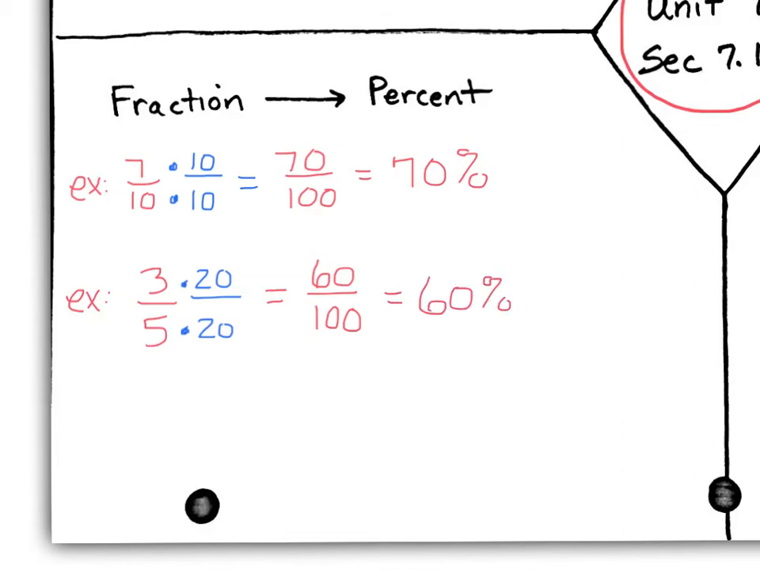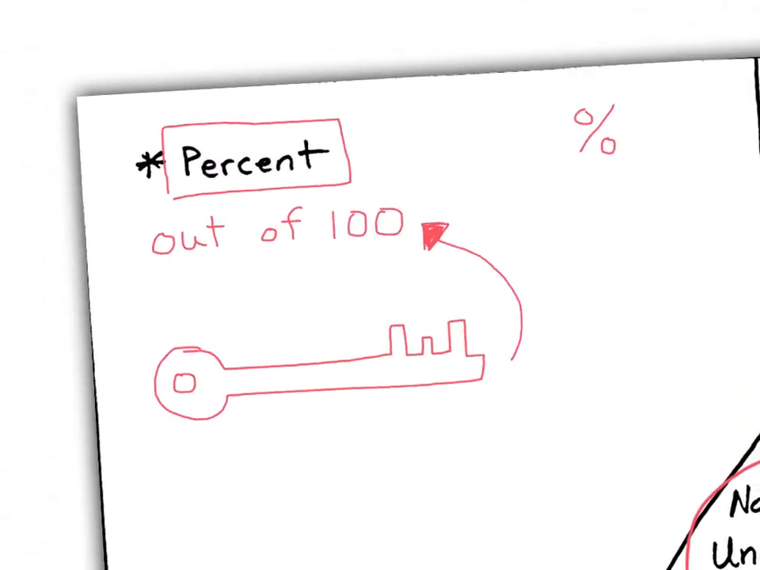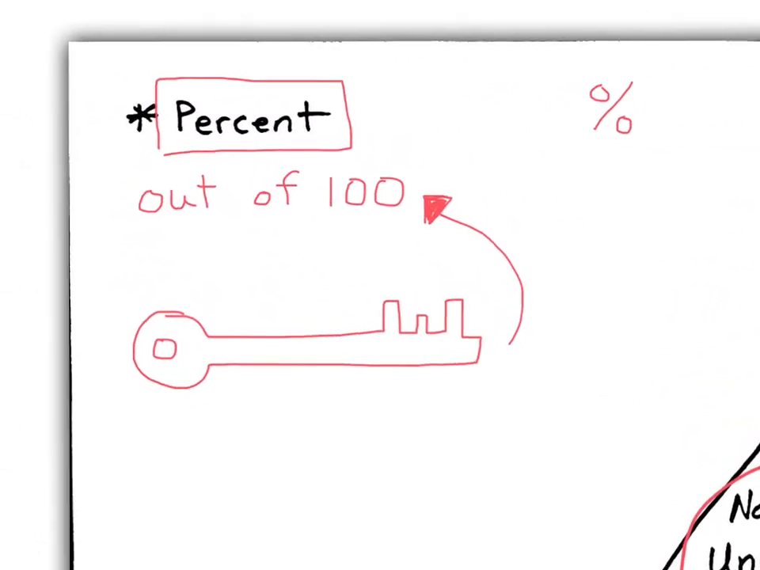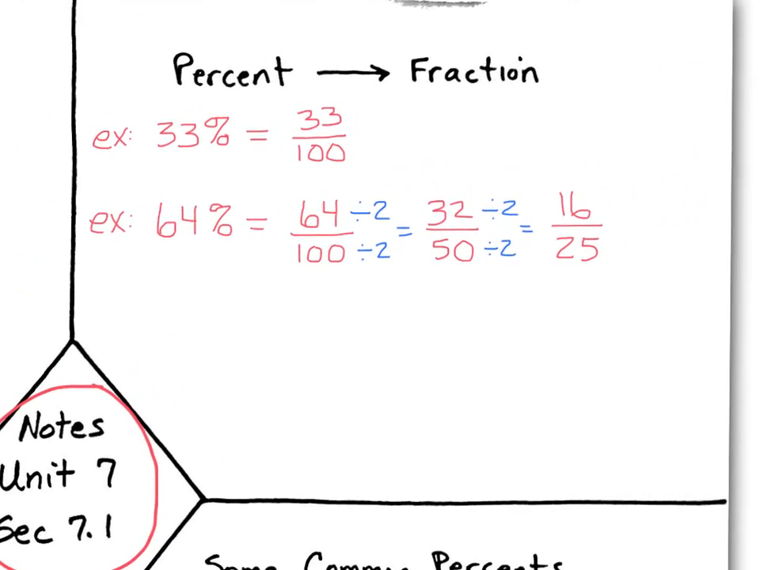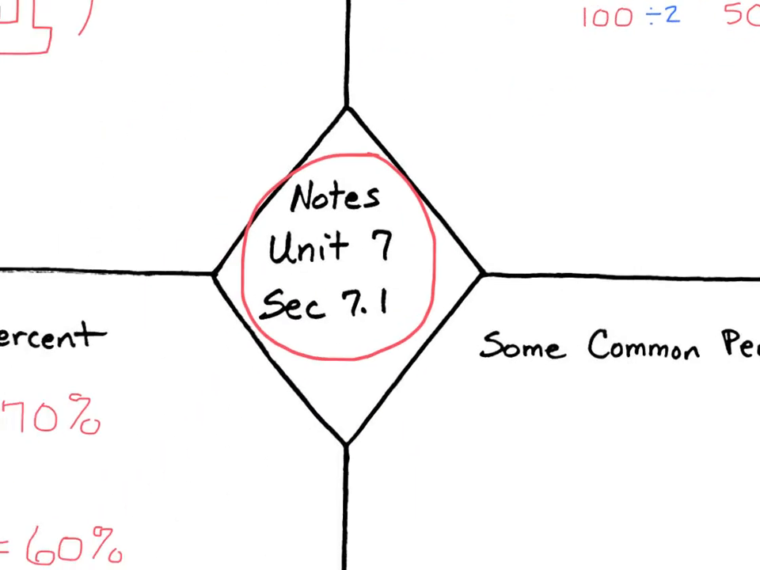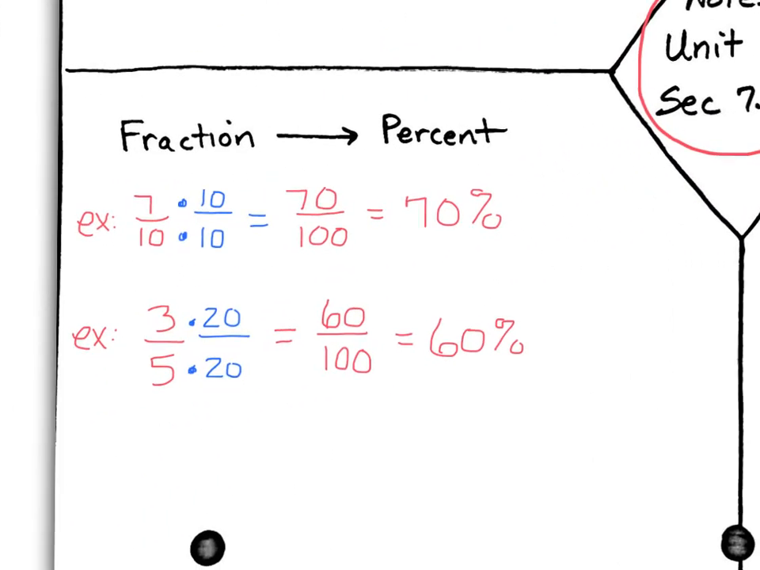Again, what's the key? The key is out of 100. That's how we did the problems over here. We just related it to, we know that percent means out of 100. But we had to reduce. And then down over here, since it says out of a percent, I had to change these to out of 100. And then I can change it to percent.